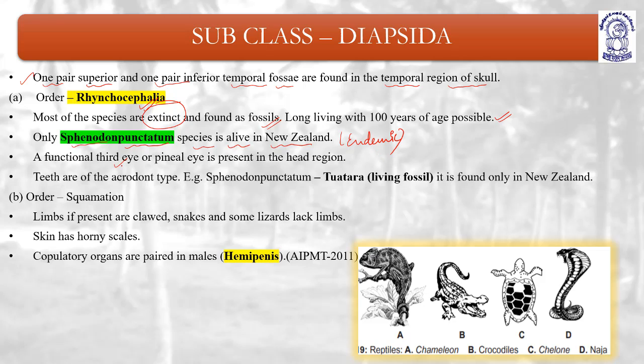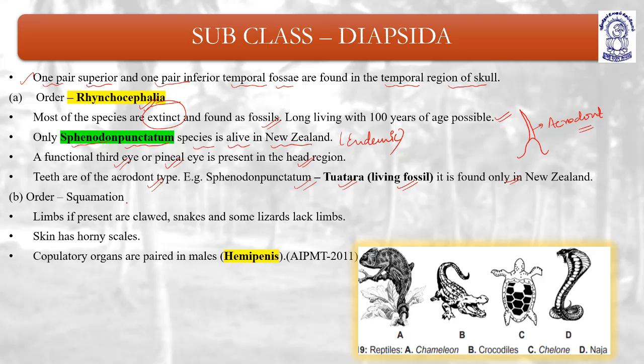Sphenodon punctatum has a functional third eye, or pineal eye, in the head region. Teeth are of acrodont type, meaning they are attached on the alveolar ridge like this. Sphenodon punctatum includes Tuatara, which is a living fossil found only in New Zealand. So please remember Tuatara, a living fossil belonging to subclass Diapsida.